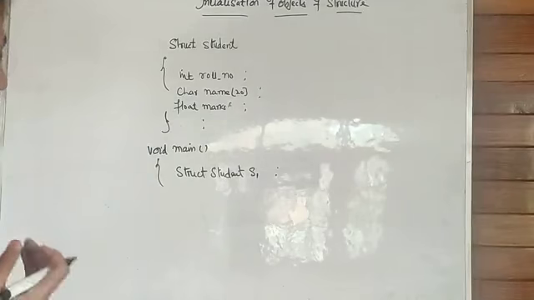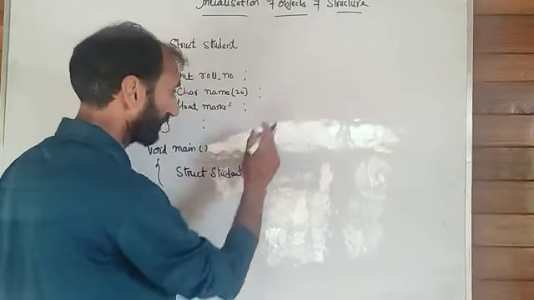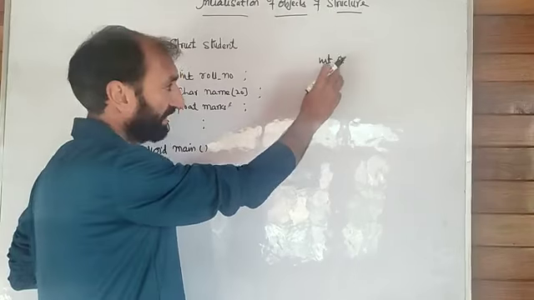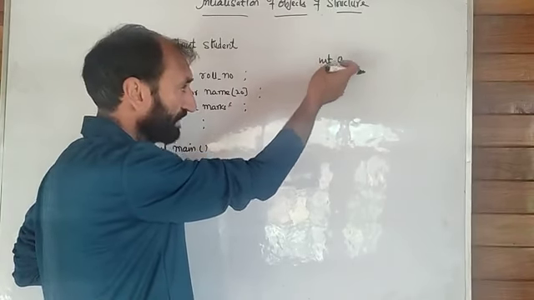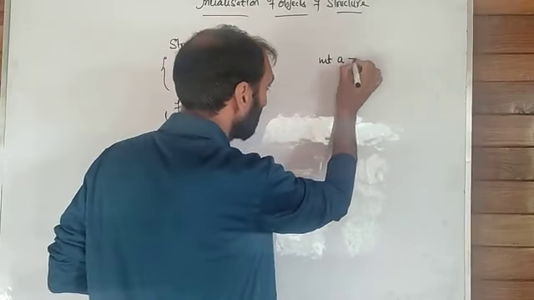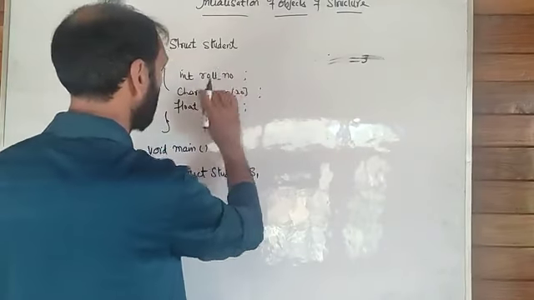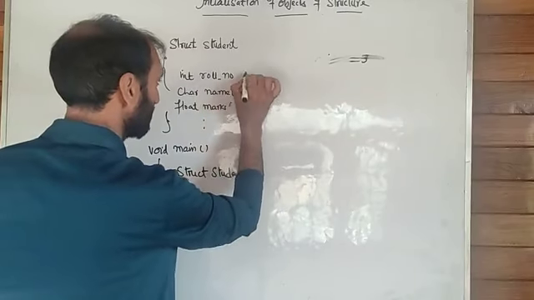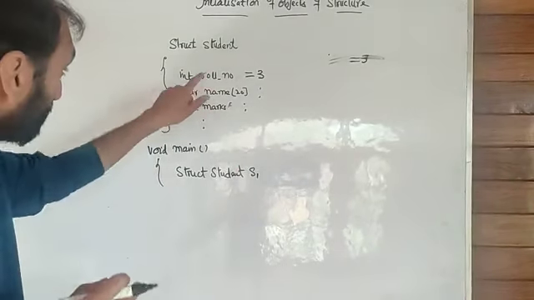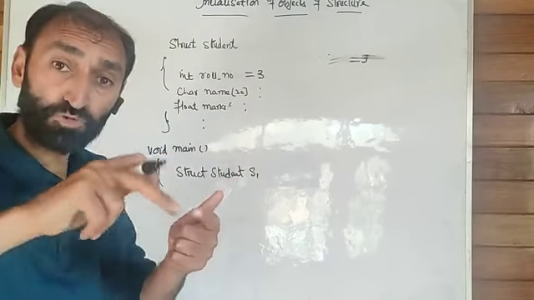But now the question is how we can initialize the objects of the structure. Normally, a declaration like int a tells the compiler that the variable's data type is int, and normally we initialize it with a value. But here we cannot initialize the structure members directly, just like initializing by 3. It is wrong. These are structure members. We cannot initialize them directly; we can initialize the structure members through their objects.